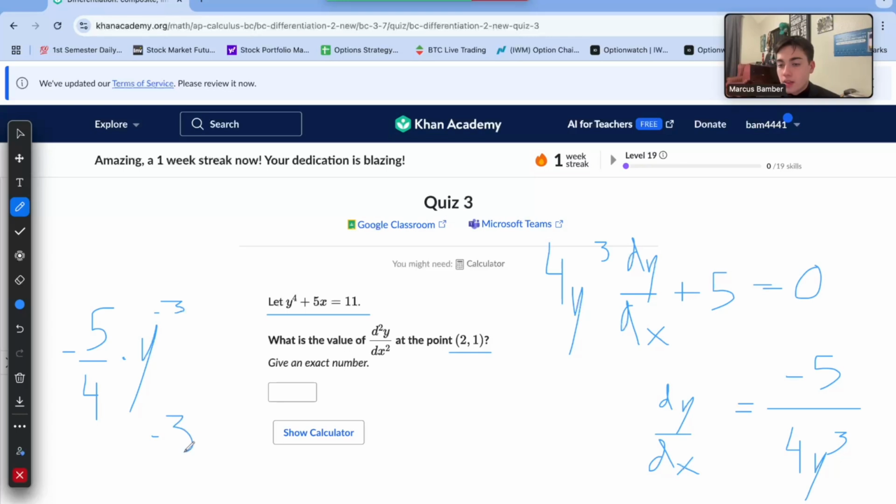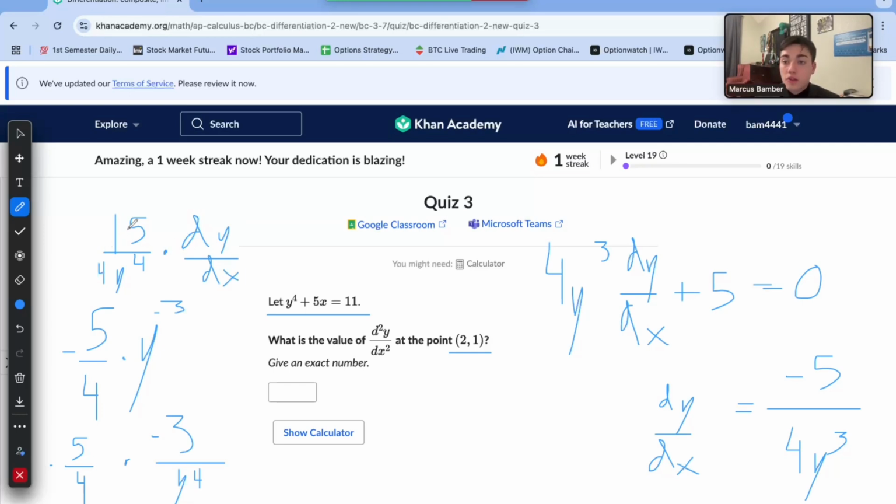We know that's negative 3 y to the power of negative 4, so y is just going to be in the denominator with a 4. So we're just going to multiply our constant, negative 5 over 4, with negative 3 over y to the power 4. We get 15 over 4y to the power 4. And we need to remember, whenever we take the derivative of y, we have to include a dy over dx. So this is always multiplying with a dy over dx, in fact.